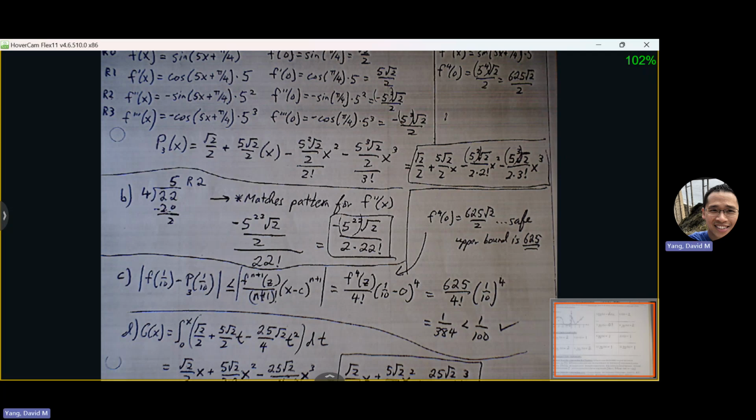Okay, try part C. Lagrange error bound. This is a good one for us to practice our process for Lagrange error bound.